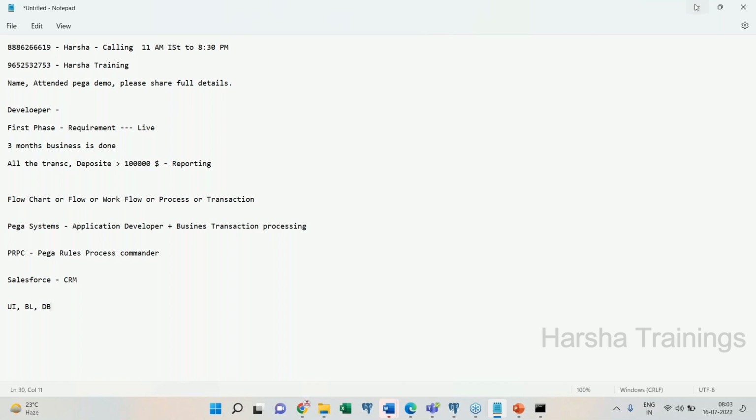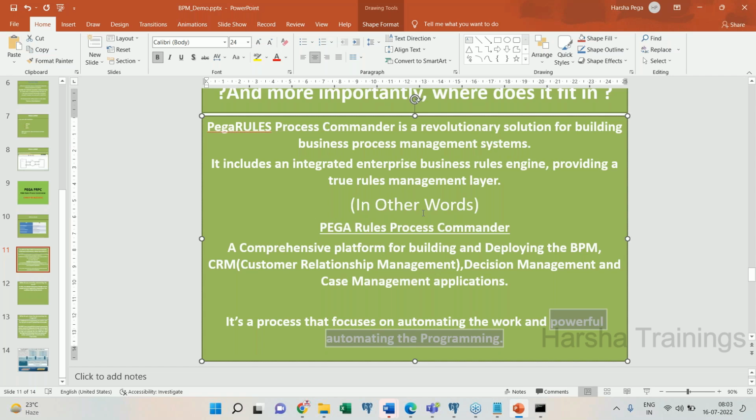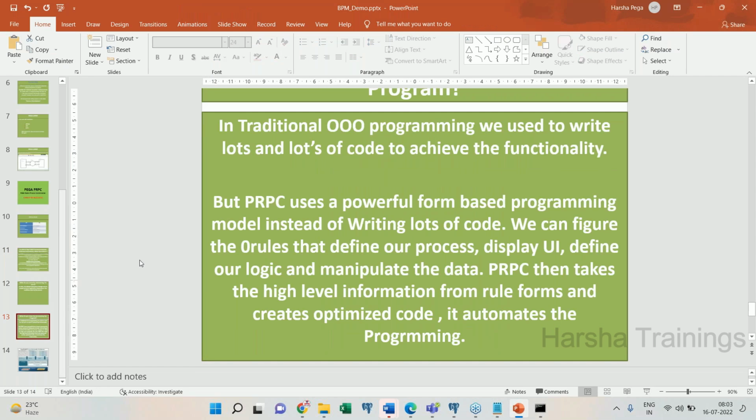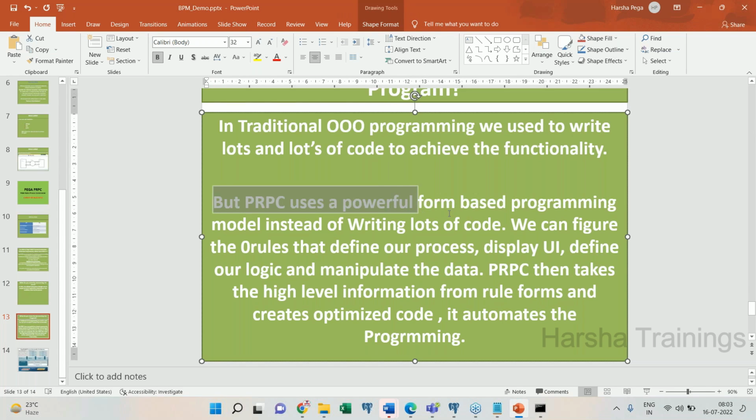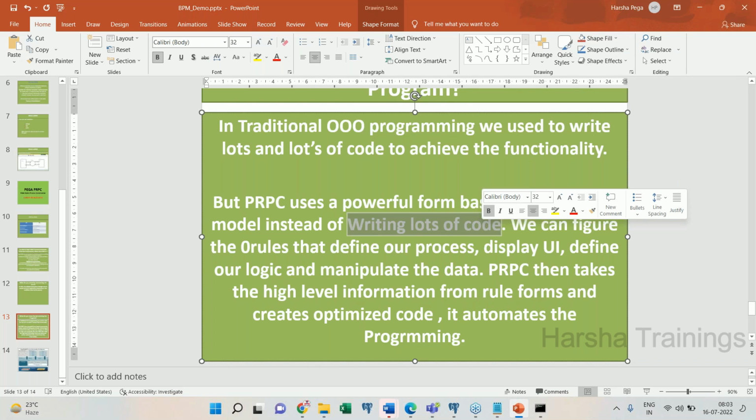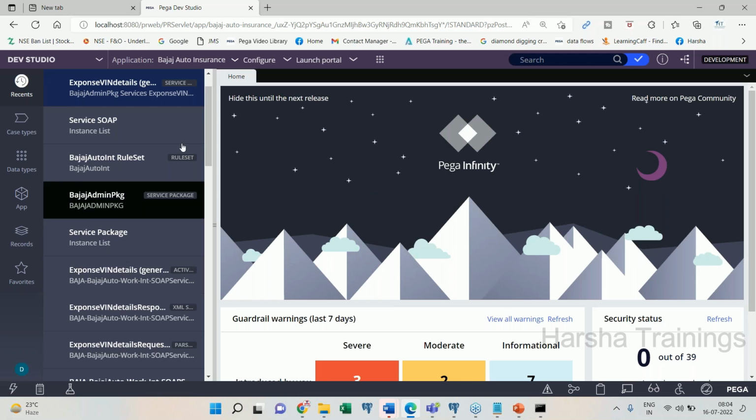Then how it will be done and how you are going to develop applications using Pega. Automation of the program, meaning that PRPC uses a powerful form-based programming model instead of writing lots and lots of code. What is meant by powerful form-based programming model? Form meaning that FORM. The meaning of form is graphical user interface.